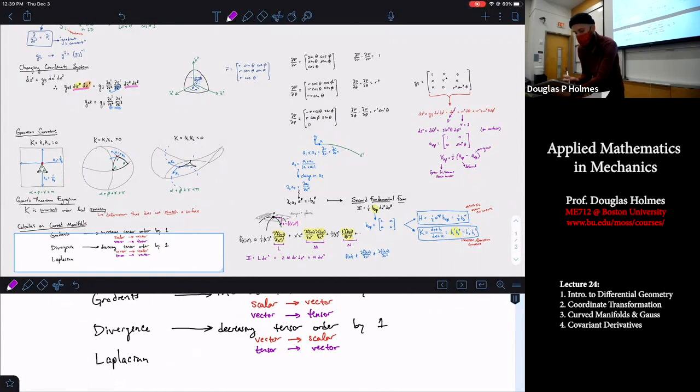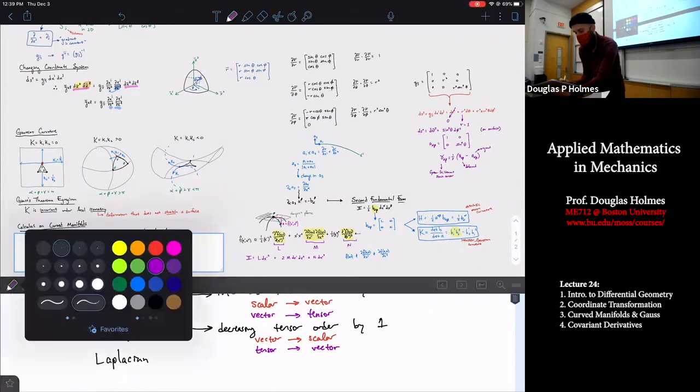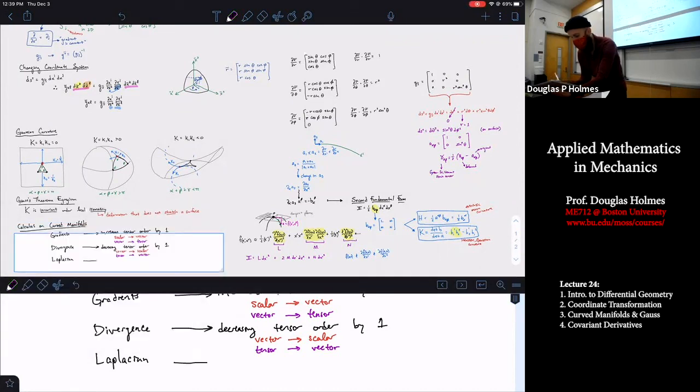So what does your Laplacian do? The Laplacian is the divergence of a gradient of some object, which means that if you think about that in order, the gradient of the object is going to increase the order by 1, and then the divergence is going to decrease the order by 1.